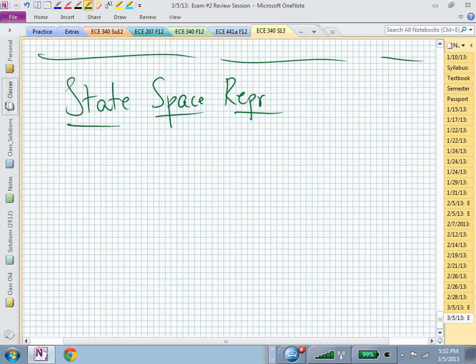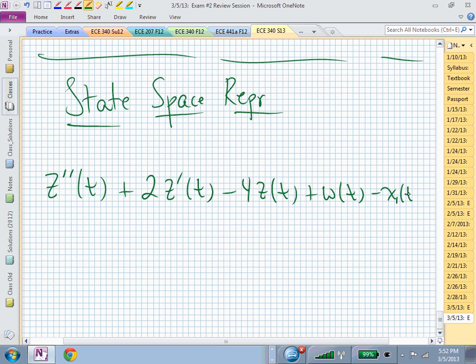Meaning, suppose I say, okay, here is a set of coupled differential equations, z double prime plus 2z prime minus 4z plus w of t minus x1 of t is equal to 0. The x's and the y's will be inputs and outputs. But the z's and the w's, they're variables, and those are somehow related to states.